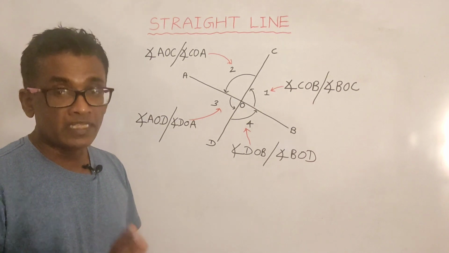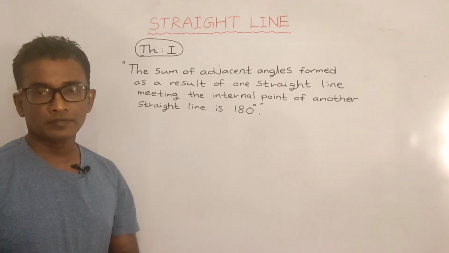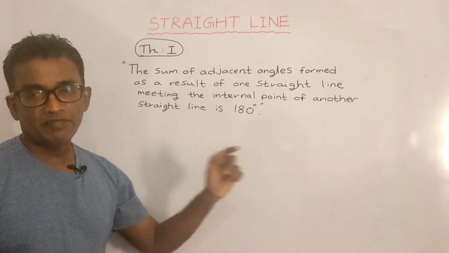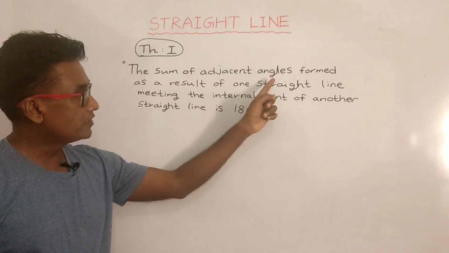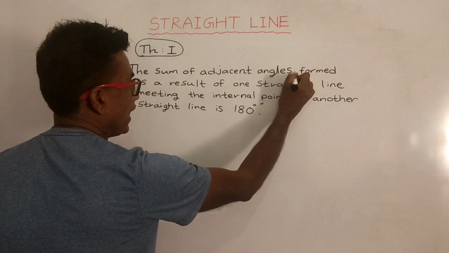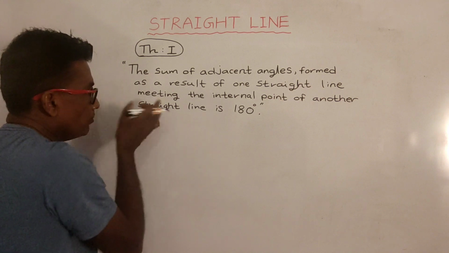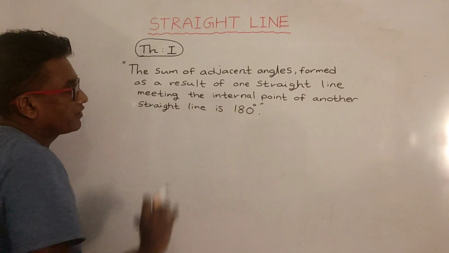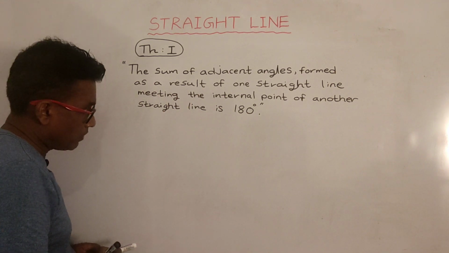Now let us look at the very first theorem of plane geometry. The sum of adjacent angles formed as a result of one straight line meeting the internal point of another straight line is 180 degrees. What is this theorem talking about?